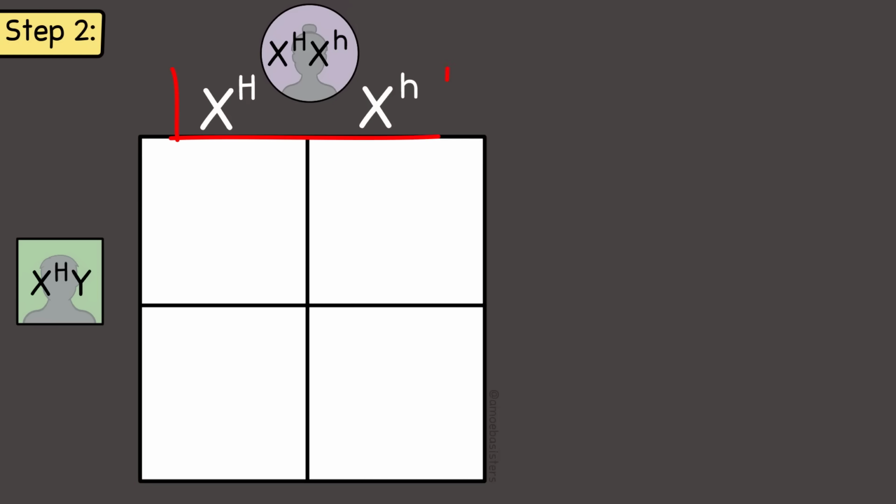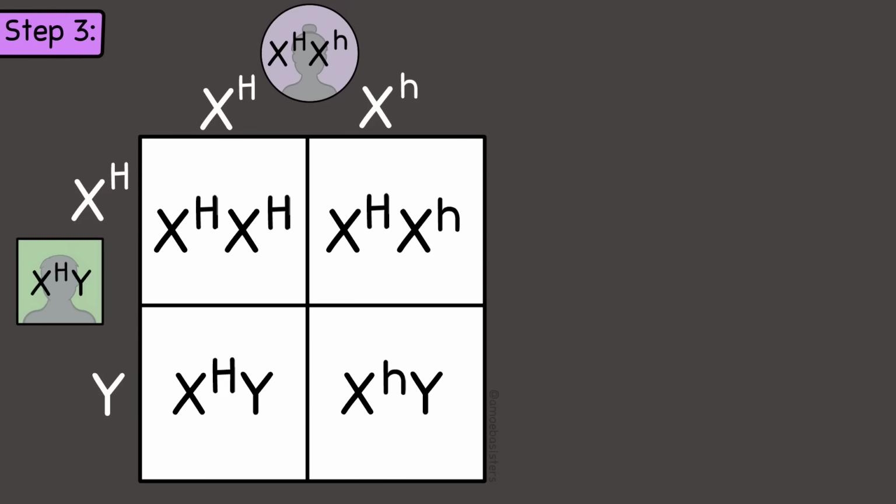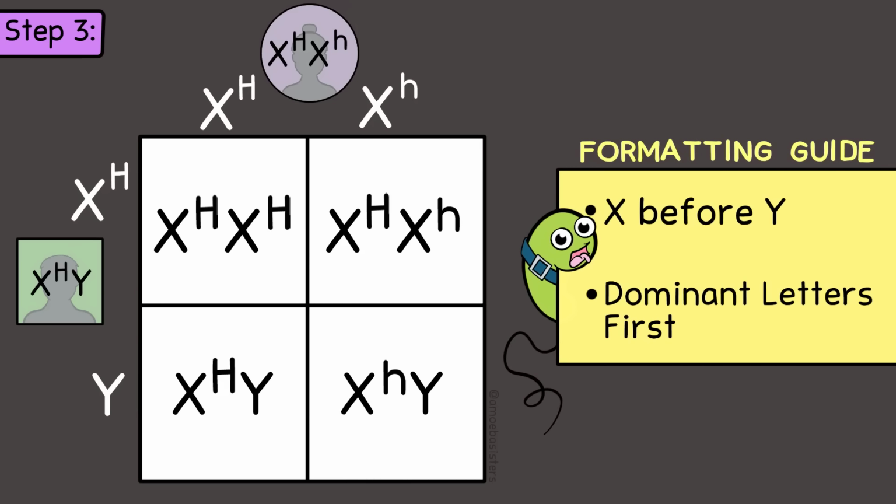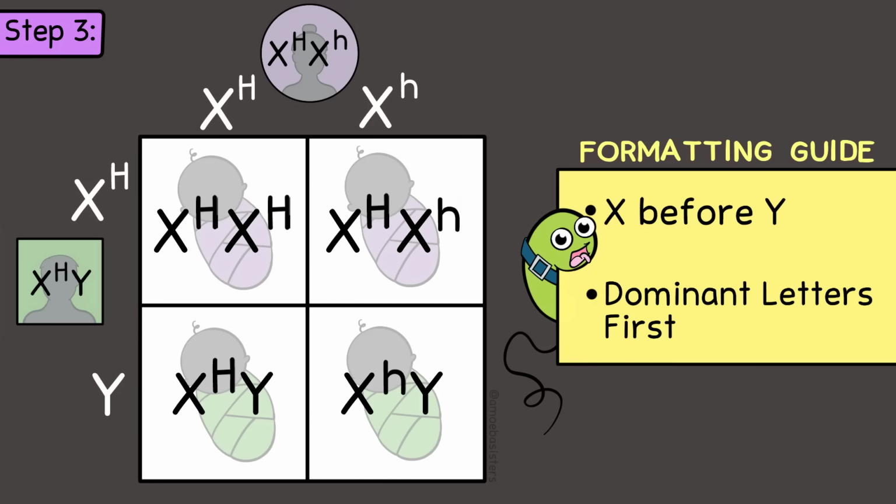Step 2, place one parent's genotype on the top, outside the square like this. Place the other parent's genotype on the left, outside of the square like this. Step 3, fill in the square. For formatting purposes, place X chromosomes before Y. You also write any sex chromosomes with dominant letters first. The results you get in the squares would be the offspring, the babies.